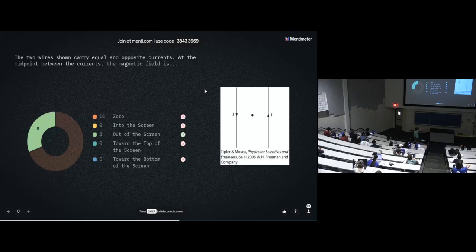For the wire on the left, my thumb has to point down. My fingers point to the right to reach towards the screen. And so again, I get something that's pointed out of the screen.